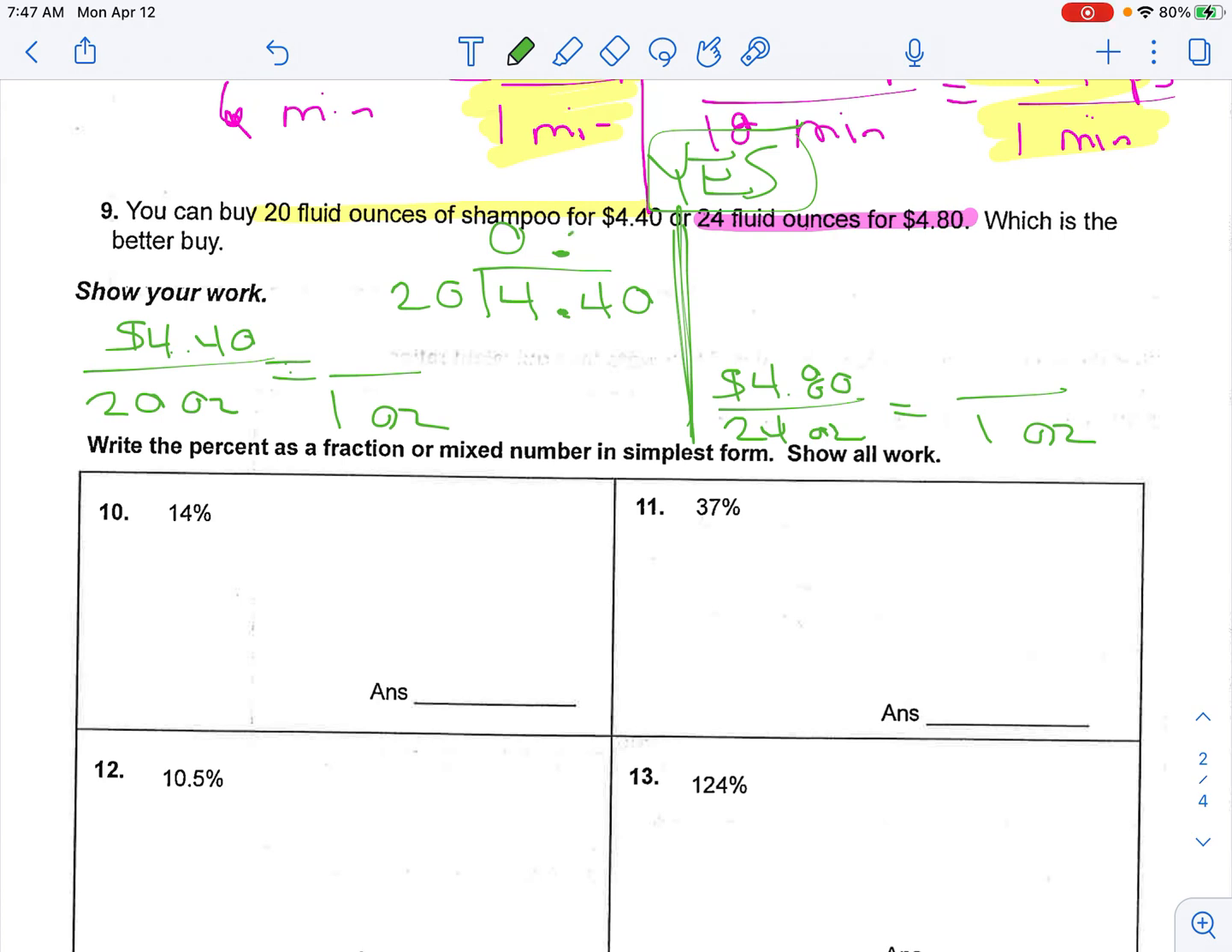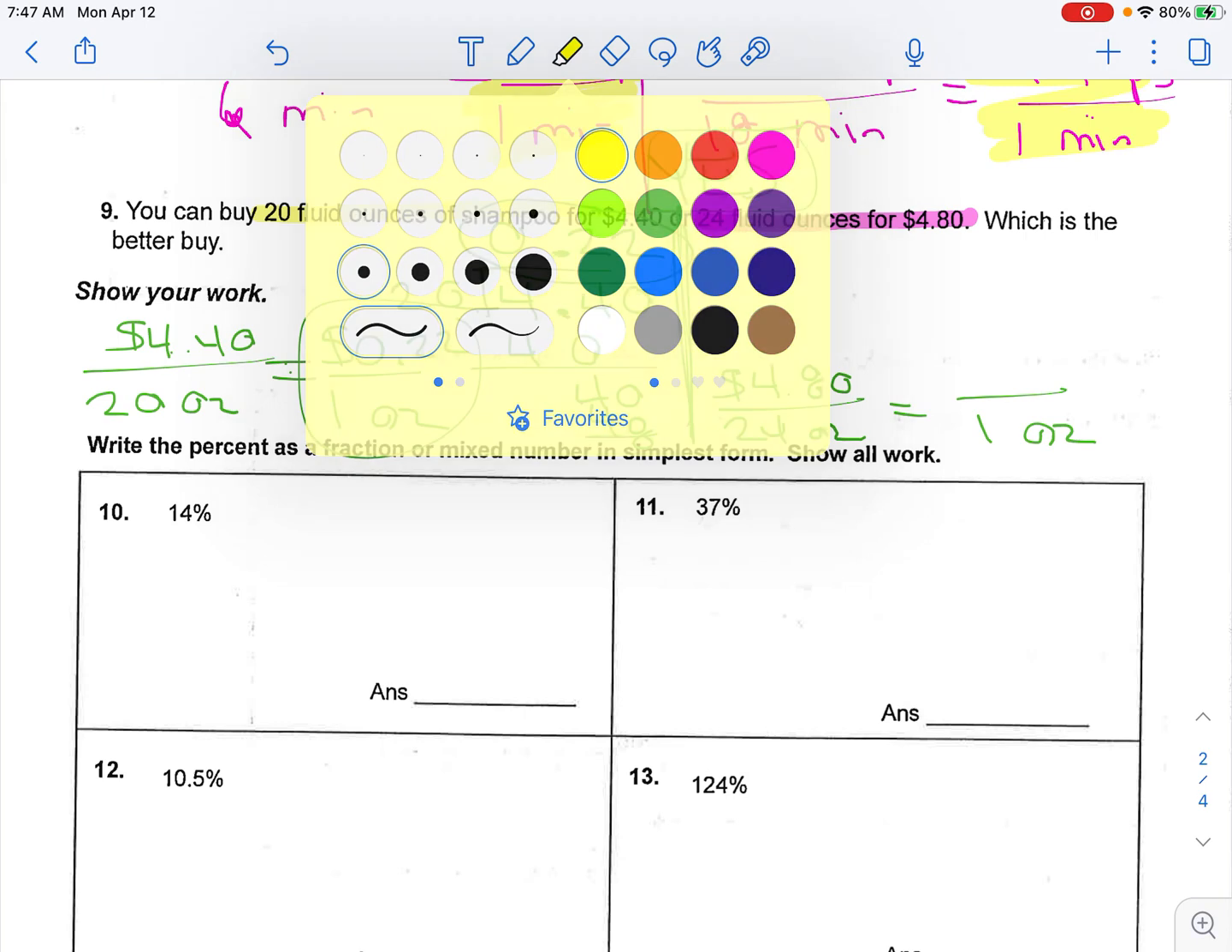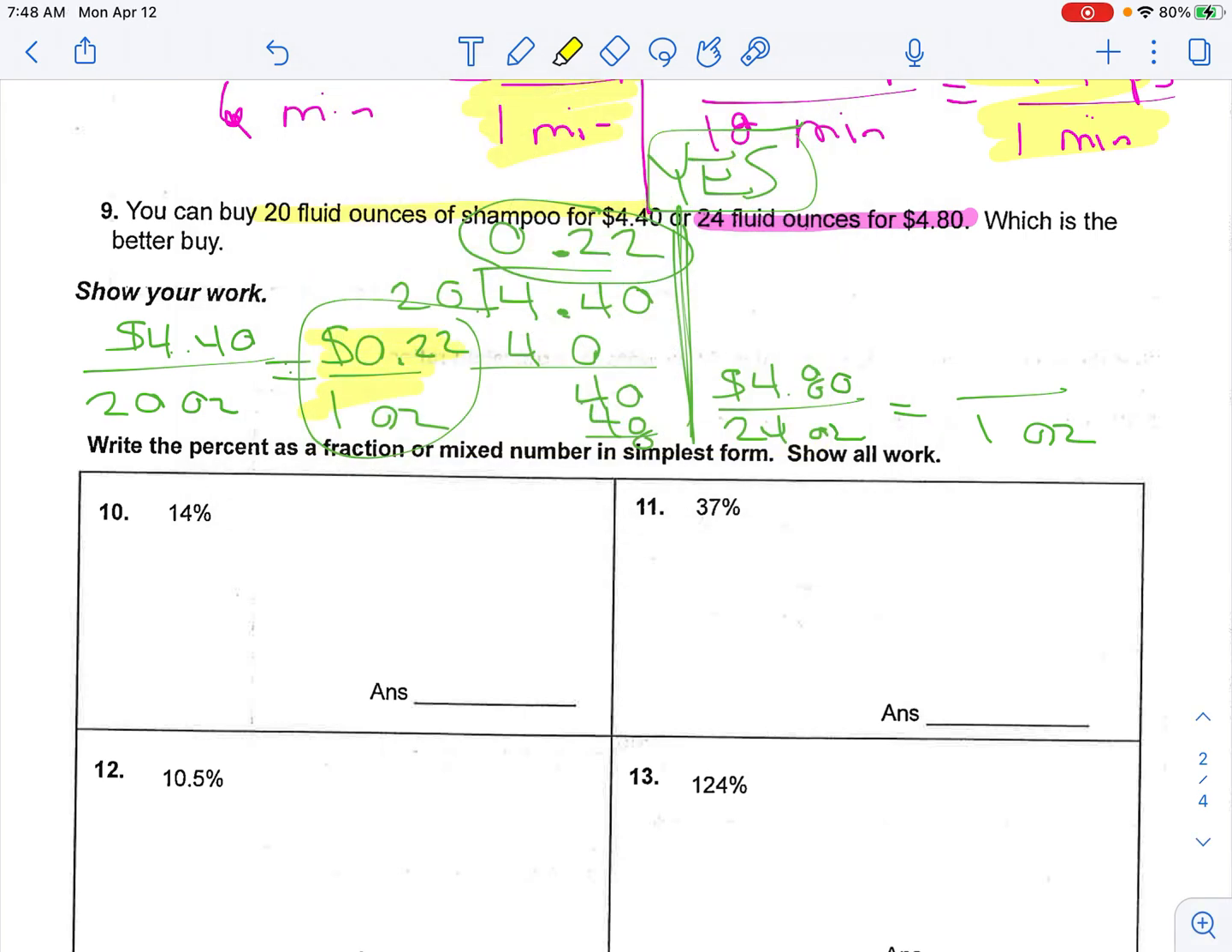20 cannot go into 4. 20 times 2 is 40. Subtract. And 20 times 2 is 40 with a 0 remainder. So this is 22 cents. So make sure you label with your dollar sign, $0.22. So this unit price is 22 cents per ounce. Now we have to solve for brand B.